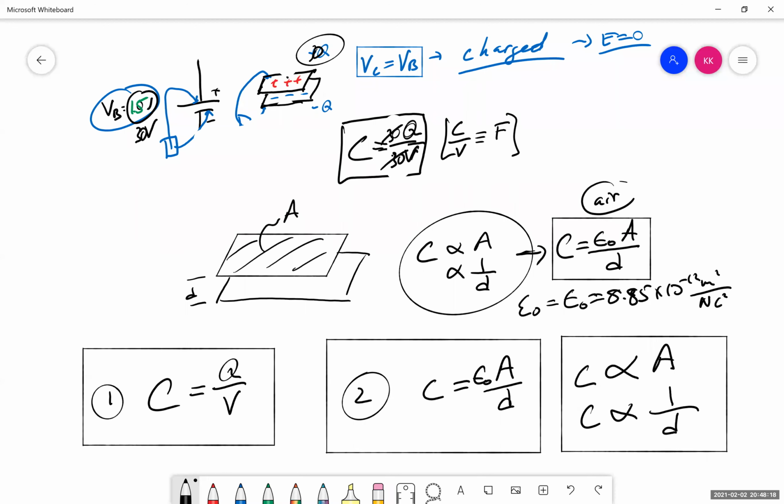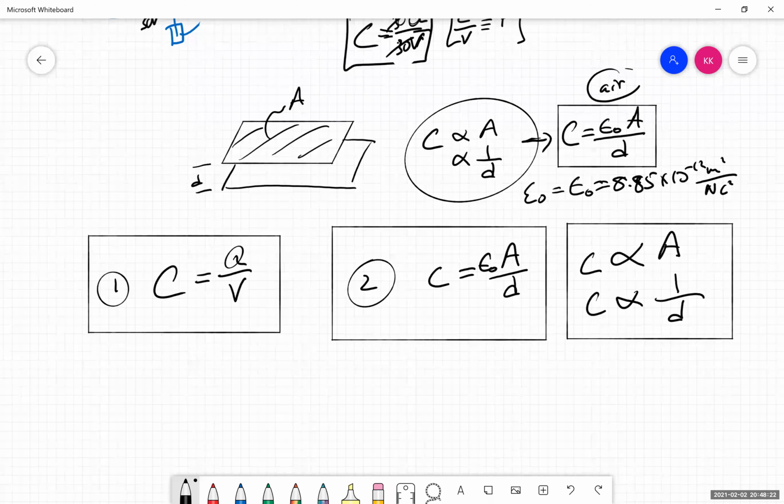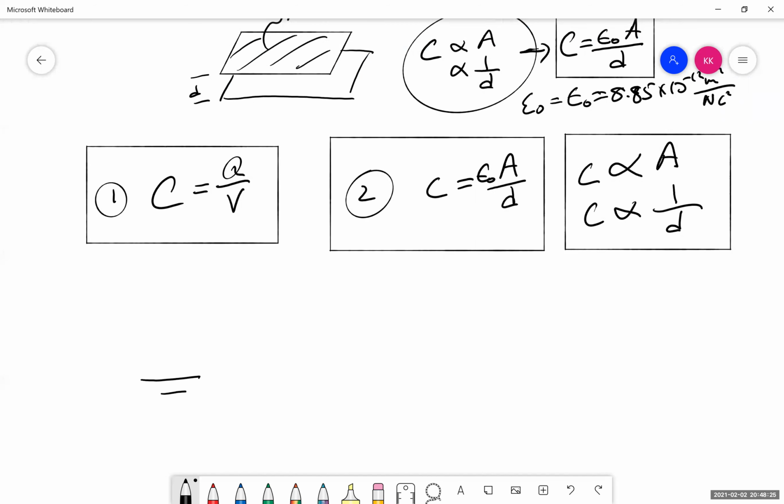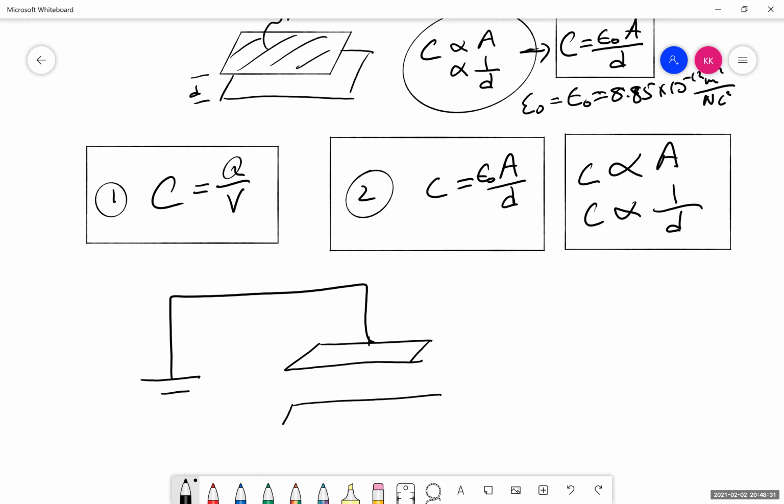All right, so on top of this, there's a third parameter we're going to be exploring, and that is basically this. So let's say I have a battery connected to my plates, let's say something like this, right?